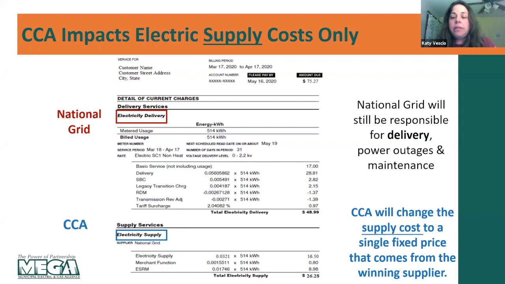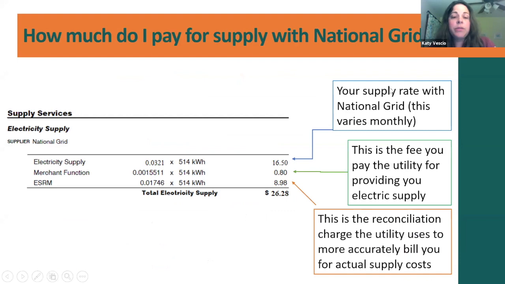So currently residents purchase their supply from the utility company, National Grid. You may find that you purchase from a third-party supplier already. Maybe you've already gone out and procured one. But if you haven't, you're likely going to see this portion of your bill. So we've got a close-up here of what was on the prior page. Under supplier, it likely says National Grid. So if you don't know whether you're still a customer of the utility for your supply, this is the place where you would go check.